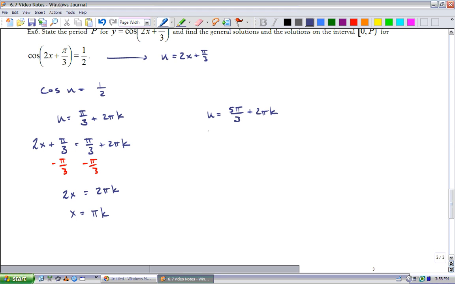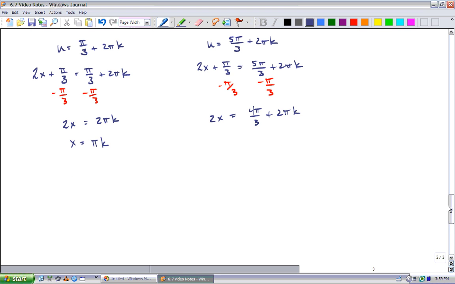Okay, let's go ahead and solve this one for a general solution, although we weren't asked to find that. We'll collect all our answers at the end. We get 2x plus pi over 3 equals 5 pi over 3 plus 2 pi k. And again, I'm going to subtract a pi over 3 from both sides. That leaves me with 2x equals 4 pi over 3 plus 2 pi k. Then if I multiply both sides by 1/2 or divide by 2, you get 4 pi over 6 plus pi k. Or if we reduce that, 2 pi over 3 plus pi k.